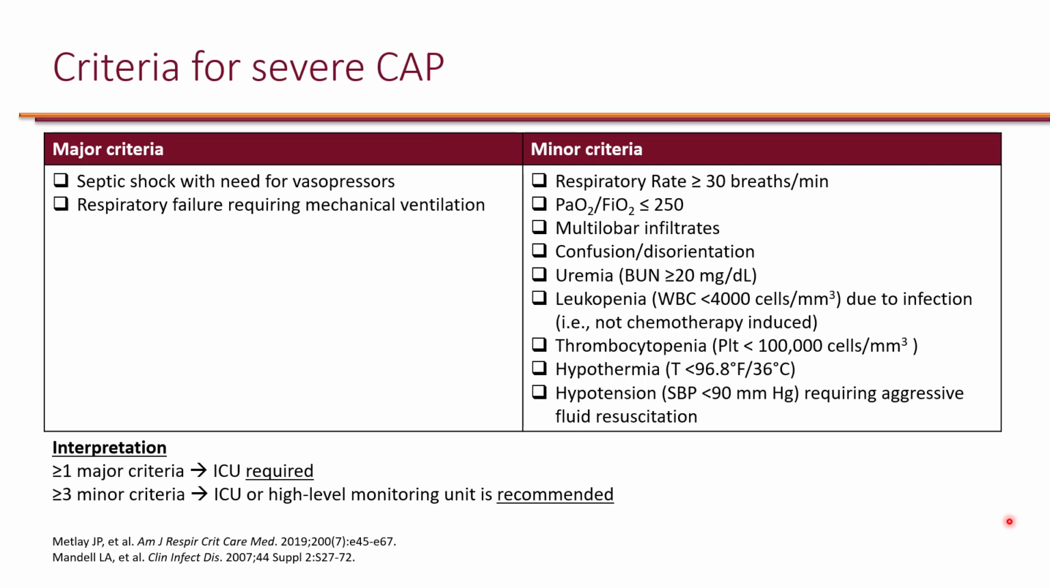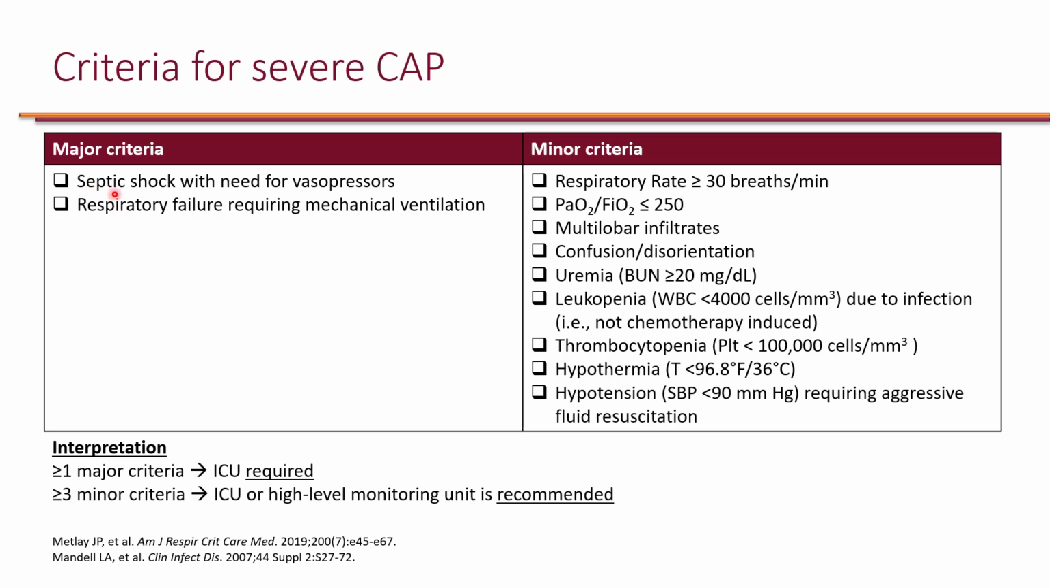Now, the 2019 IDSA guideline for CAP uses the same criteria as the 2007 guideline for classifying patients as severe community-acquired pneumonia. So there are two major criteria and there are several minor criteria. So if the patient has one of the two major criteria, it will be considered severe pneumonia. And basically severe pneumonia, for the most part, the patients will likely need to be in the ICU.